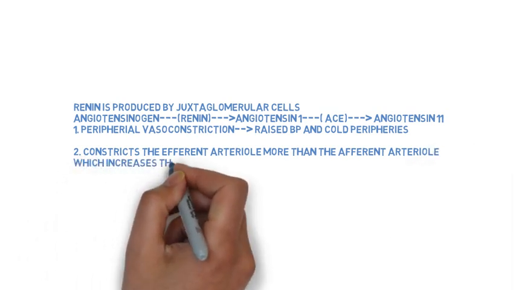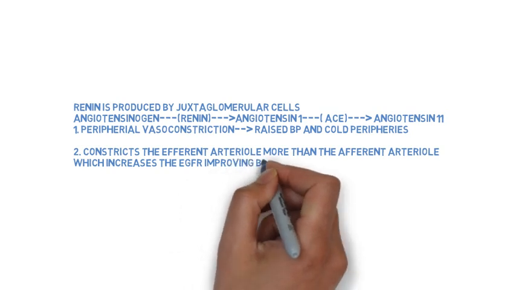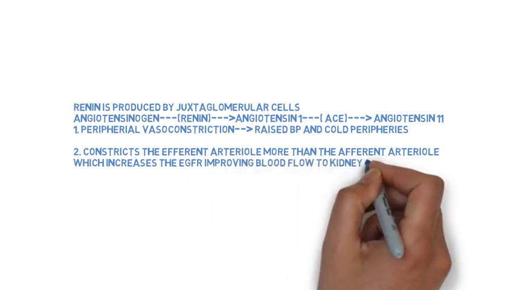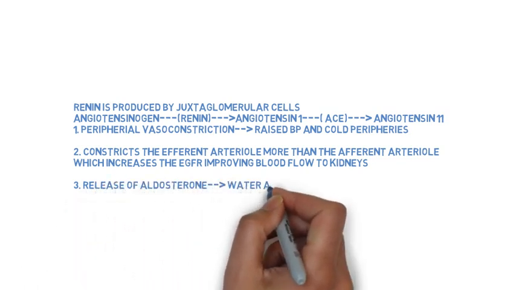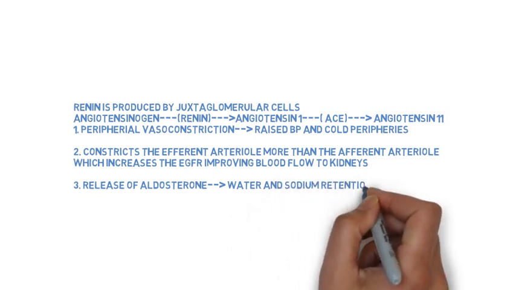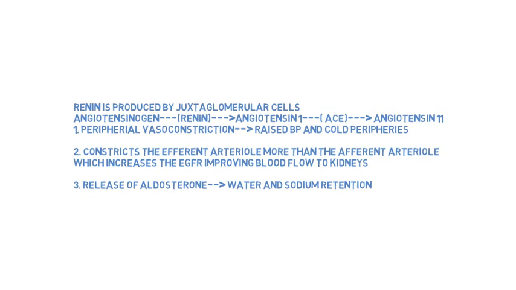In addition, the angiotensin 2 will constrict the efferent arteriole more than the afferent arteriole, which increases the EGFR, improving blood flow to the kidneys. And the efferent is the one leaving the kidneys, and the afferent is the one going to. So it constricts the one going out of the kidneys, so more blood flow will go to the kidneys. It also causes release of aldosterone, which causes sodium and water retention. The body uses this RAS system to improve renal function.